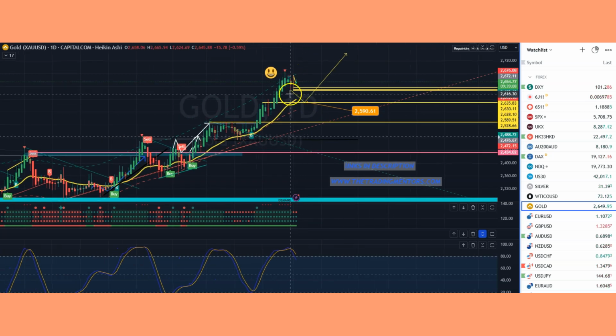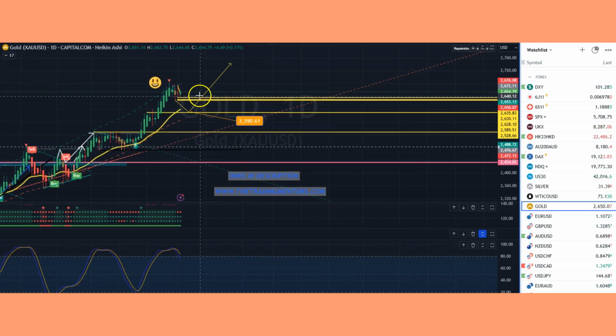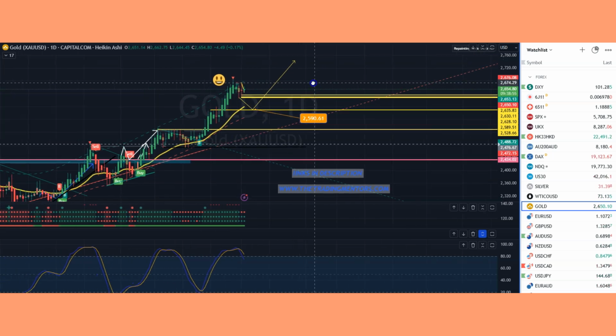However, I think it is going to come down into some kind of support at 26.40, even down to 25.91, 92. So in this kind of scenario, I'm not going to go long or short at the moment. I'm happy to wait and look for better trades.